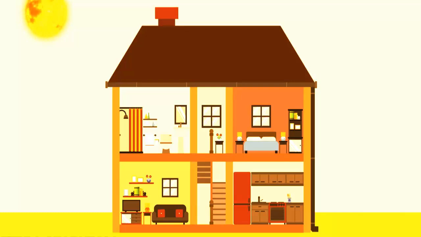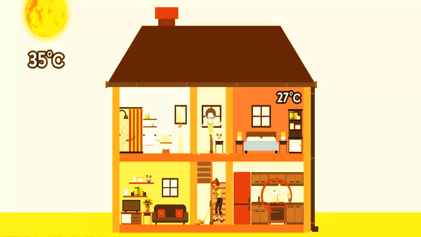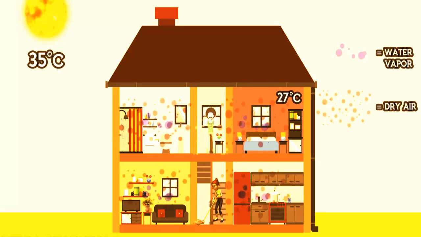Now, let's consider a house. It is summertime. So the outside temperature is 35 degrees Celsius, 95 degrees Fahrenheit. The temperature inside the house is 27 degrees Celsius, 80.6 degrees Fahrenheit. Now, in our house, water from sources like cooking, bathing, sweating, cleaning, plants and water leaks will use the surrounding heat as latent heat and evaporate. And it's mixed with the dry air inside the house. The water vapor mixed with dry air is called humidity.